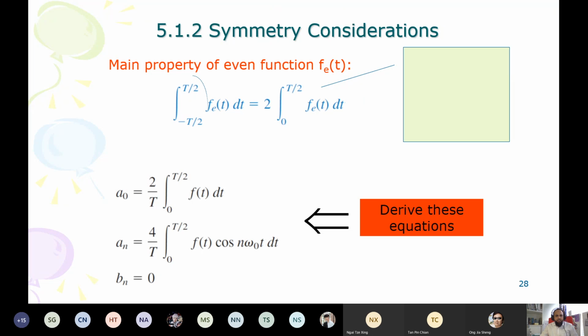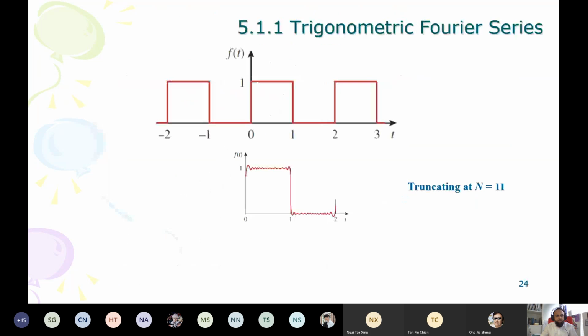The good thing is that, I think I should have mentioned this earlier, when we do the integration for finding a n and b n, instead of going from 0 to T, we can also go from minus T by 2 to T by 2. For this one, we went from 0 to 2. We could have also gone from 1 to 3, or minus 2 to 0, or minus 1 to 1. Whatever the period is, we divide by 2, and we can go from minus 1 to 1 also. It is possible, and we'll be doing it in many of the cases.